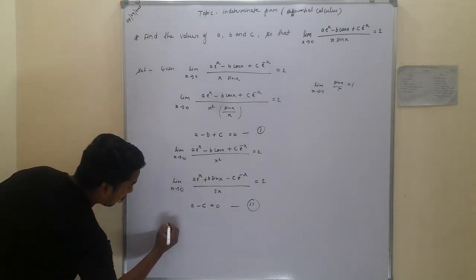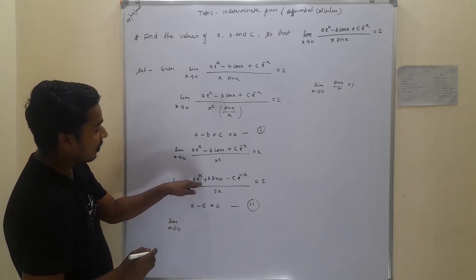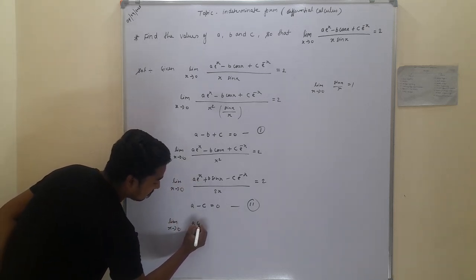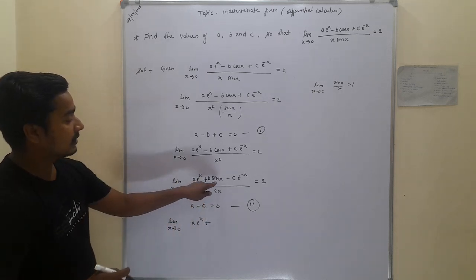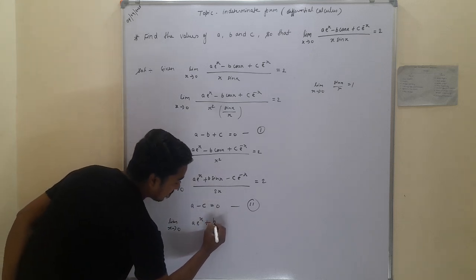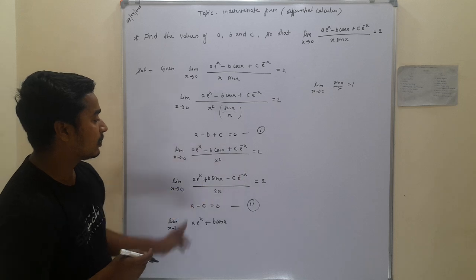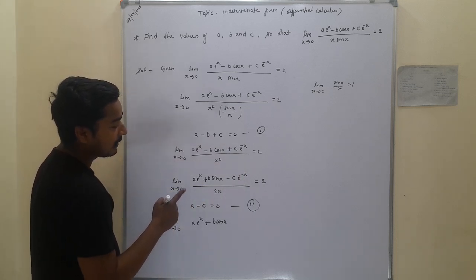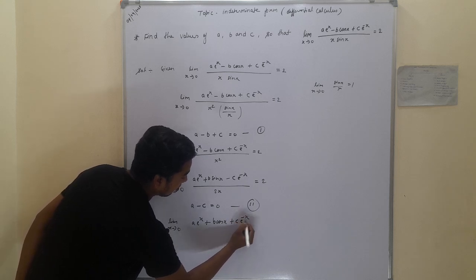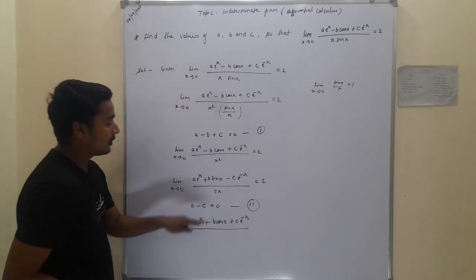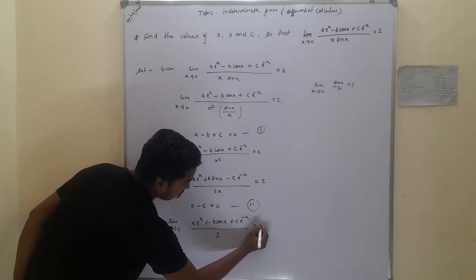And again we differentiate this function with respect to x. We get the limit as x tends to 0. Again, e to the power of x differentiated with respect to x gives e to the power of x, plus b sin x. Sin x differentiated with respect to x gives cos x. And e to the power of minus x differentiated with respect to x gives minus e to the power of minus x, so it becomes plus c into e to the power of minus x. And the denominator 2x differentiated with respect to x gives 2.